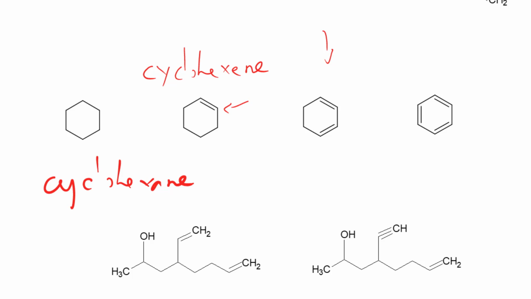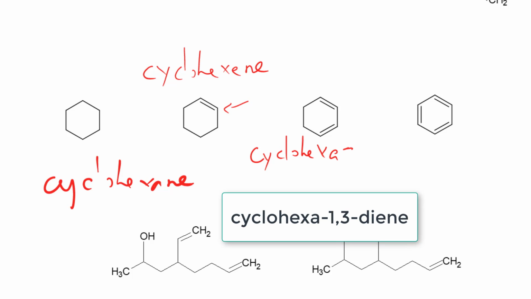And so if we start from 1 carbon here, 2, 3, 4, 5, 6, we can see that we've got our double bond starting in the 1 and the 3 position. And similarly, if we started from here, 1, 2, 3, 4, 5, 6, we end up with the same numbering notation. So it doesn't matter which side we start from as long as we start from the double bond. So this compound then would be a cyclohex-1,3-diene.